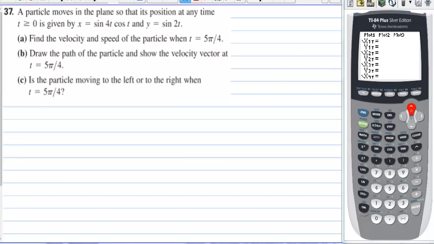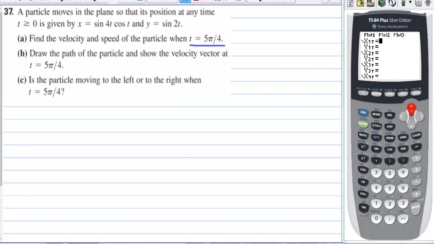This is number 37 right out of the book. It says a particle moves in the plane so that its position at any time t greater than or equal to 0 is given by those two functions. This one is not highlighted, so you will need a calculator for this. And if we look at letter A, it says find the velocity and speed of the particle when t equals 5 pi over 4, so it suggests that we're evaluating this.